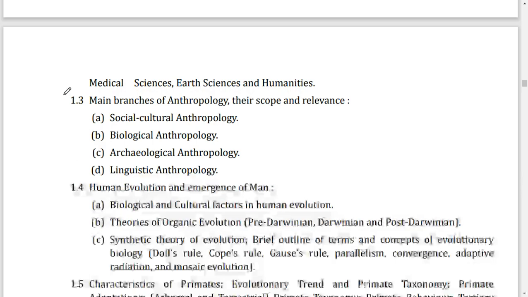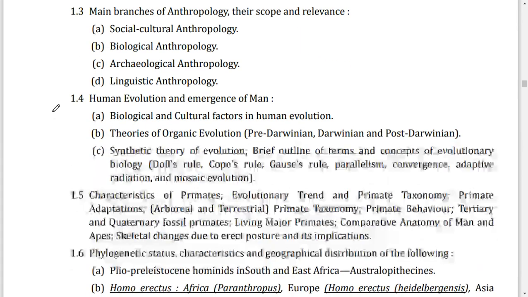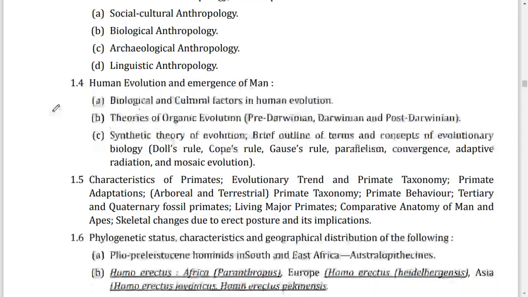A. Social cultural anthropology, B. Biological anthropology, C. Archaeological anthropology, D. Linguistic anthropology. 1.4 Human evolution and emergence of man. A. Biological and cultural factors in human evolution. B. Theories of organic evolution: pre-Darwinian, Darwinian, and post-Darwinian. C. Synthetic theory of evolution. Brief outline of terms and concepts of evolutionary biology: Dollo's rule, Cope's rule, Gause's rule, parallelism, convergence, adaptive radiation, and mosaic evolution.